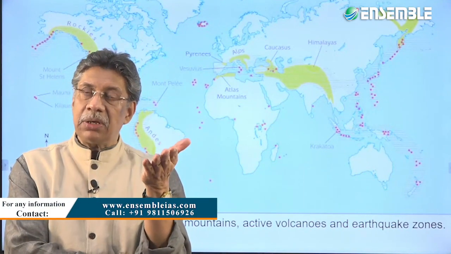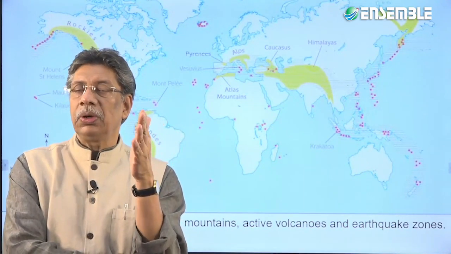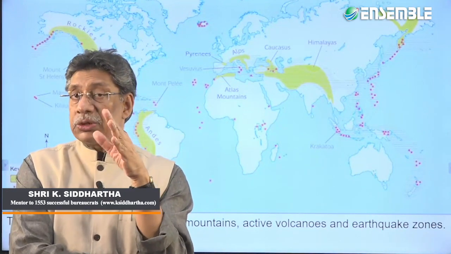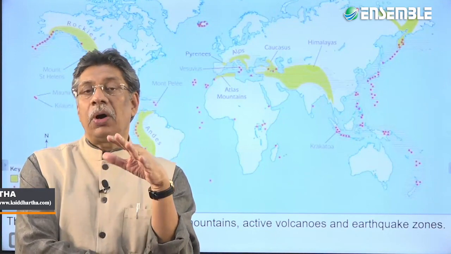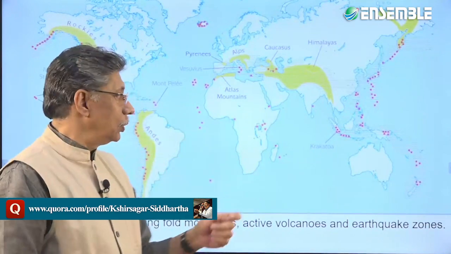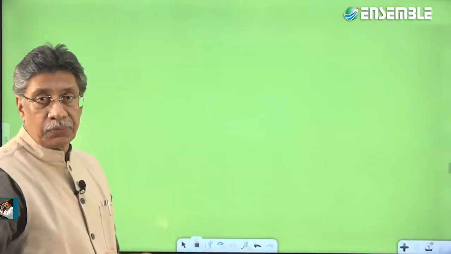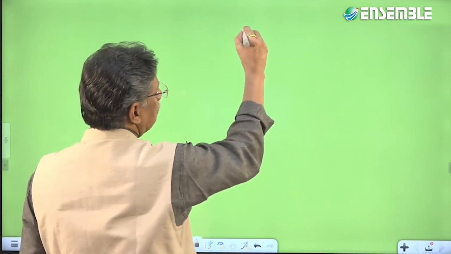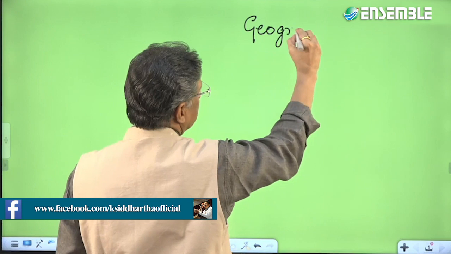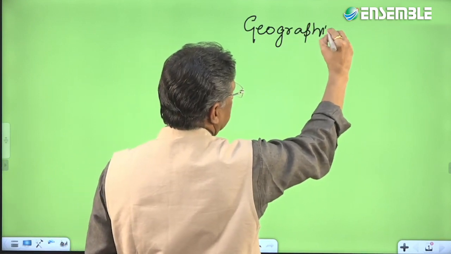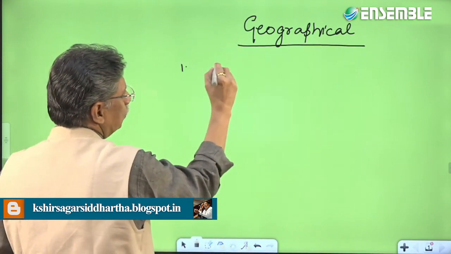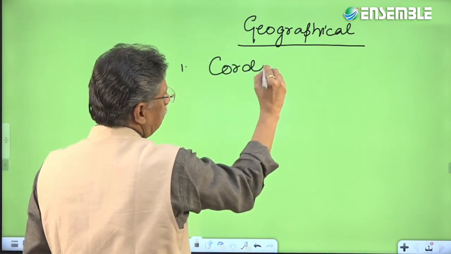The classification of these mountains is on two bases. One is on the basis of geographical situation, and another is on the basis of origin, how they originated. So one is on the basis of geographical position. If we consider that as the basis, these mountains are going to be called by the name of, one is going to be called Cordillera.